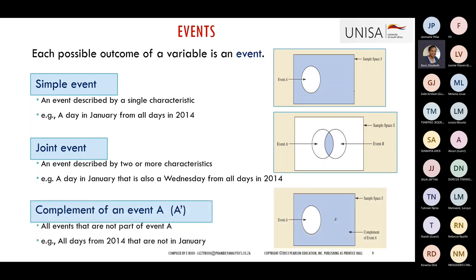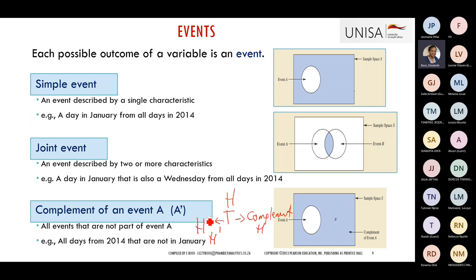Then we also have what we call a complement event. A complement event is an event that is not part of the original event. For example, if I have a simple event, sun coming up and sun not coming up. Those are two things, right? The sun coming up will be the event, and the complement of it will be the sun not coming up. When I have a coin, a head can be one event and a tail will be a complement of a head. Sometimes for a complement of a head, we write HC or H dash. And that's how we refer to a complement event.